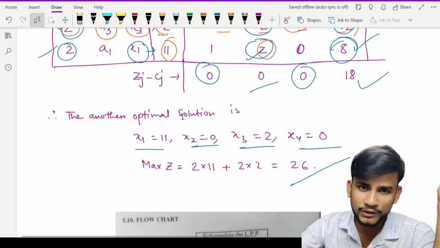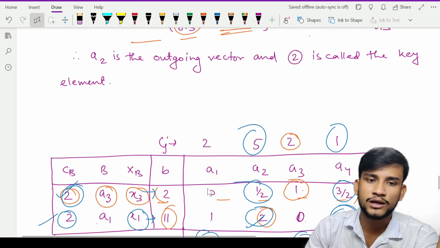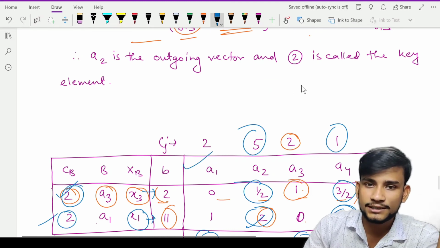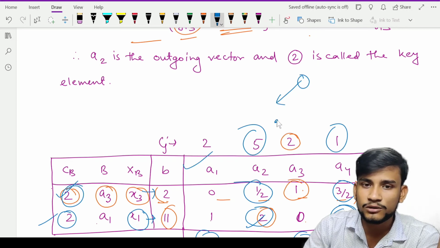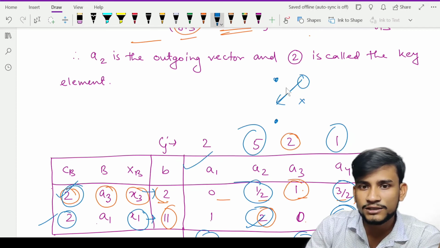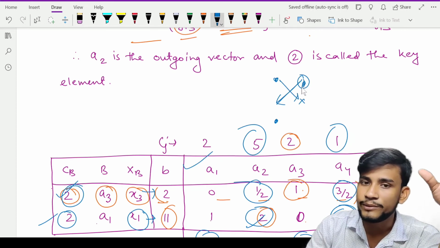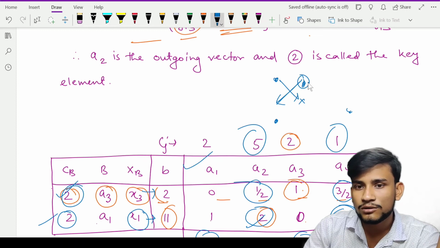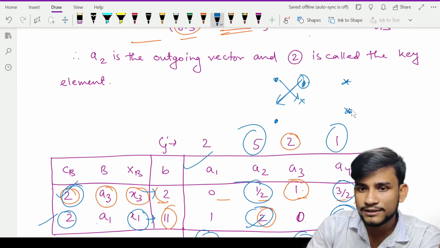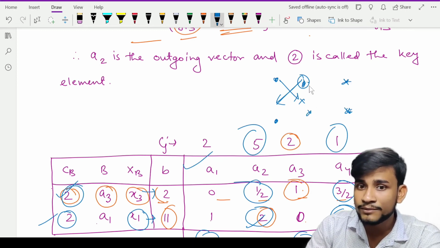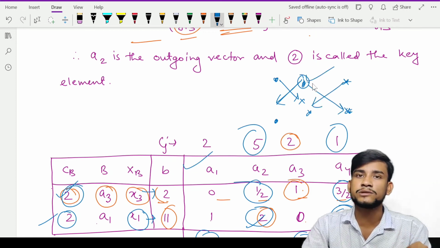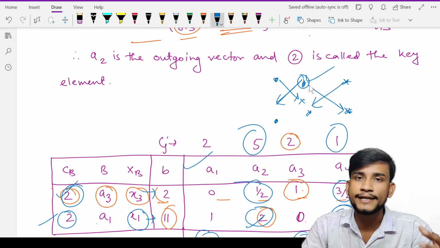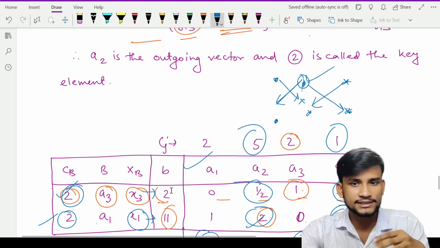If you are not understanding this calculation, comment to me in the comment section below. Just take the key element and starting from the key element you go correspondingly. If we want to find this element, then this into this minus this element into this element, divided by the key element. Starting from the key element, this into this minus this into this by the key element. This is the calculation. You don't need to write any elementary row operation. This is the shortcut calculation.